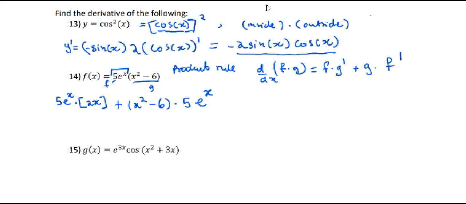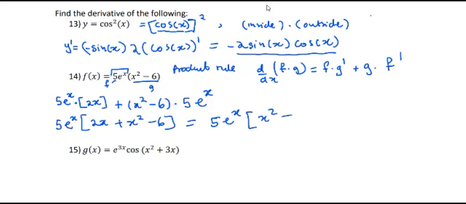Or if you want to be fancy, you could factor out 5e to the x, and then you get 2x plus x squared minus 6, which you can also write as 5e to the x multiplied by x squared plus 2x minus 6. So it's up to you. You don't have to do this last step. You can just stop here and the answer is correct. But if you want to simplify, you could do this too.